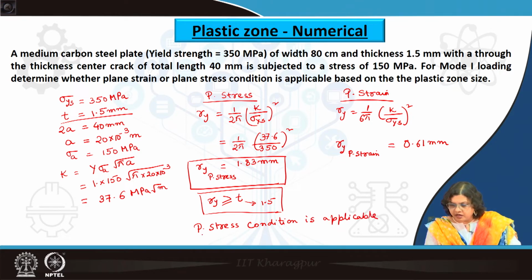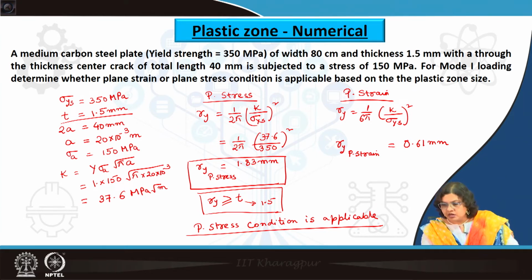On the other hand, for the case of plane strain to be active, what we needed is that the thickness should be 10 times the plastic zone size, and that means that the thickness should have been 6 millimeter at least, which definitely is not being maintained here. So, that means that plane strain condition will not be valid for this particular case. So, this is the way that we need to figure this out beforehand.